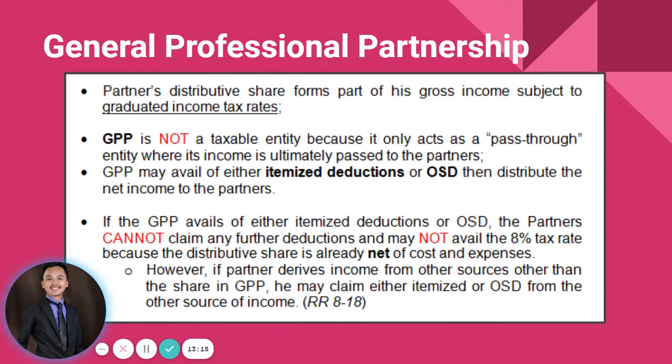So for example, aside from the share of the net income in the partnership, let us say the partner has a separate business. Okay? In that separate business, guys, that partner can still use either itemized deduction or optional standard deduction. So, meaning the partnership itself can use itemized or OSD, and then on its independent business, the partner can still use either itemized deduction or OSD as well.